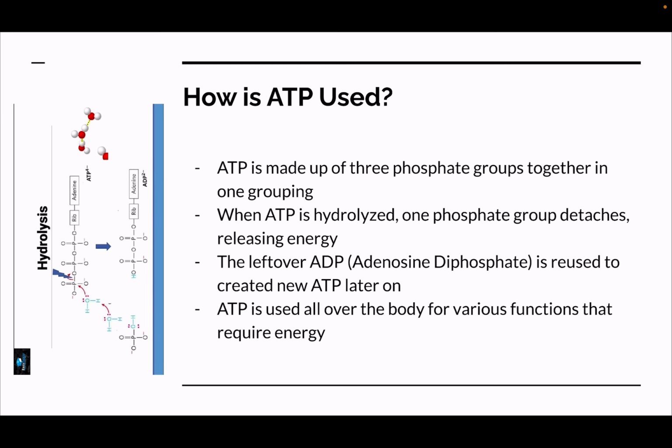So before we get started with the actual process, let's take a look at how ATP is used. It's made up of 3 phosphate groups together as one, and triphosphate. When it's hydrolyzed, or when water is added, one phosphate group detaches, and this reaction releases energy. The leftover ADP, adenosine diphosphate, di meaning 2, is reused to create new ATP later on, but that's not part of this process quite yet. ATP is used all over the body for various functions because many of these functions require energy in order to work, hence the importance of cellular respiration.